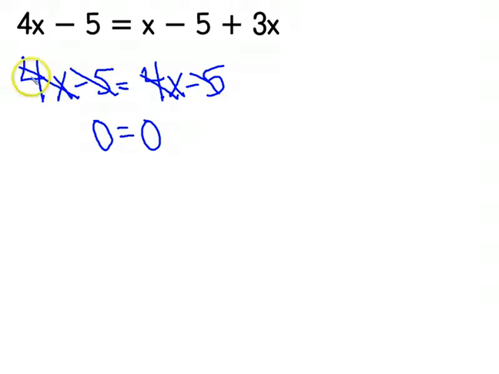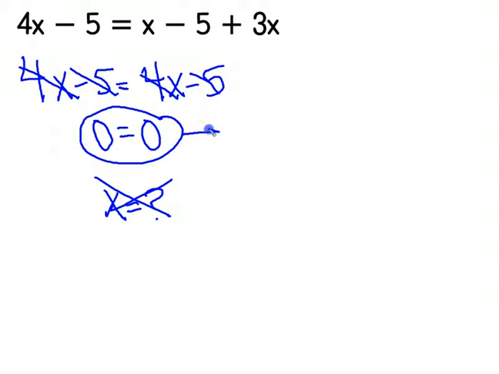Well, what kind of solution is this? Our solution is supposed to look like x equals something, right? But that's not what we have here. We have 0 equals 0. Well, ask yourself the question, does 0 equal 0? In fact, it does. So instead of a solution that looks like x equals something, or no solution like we learned about on the last slide, this solution is called all real numbers.